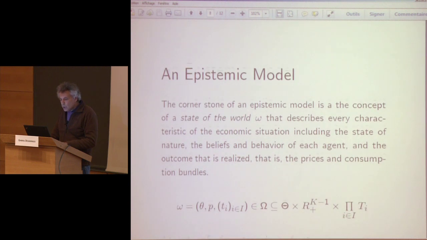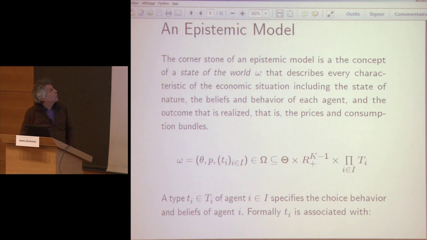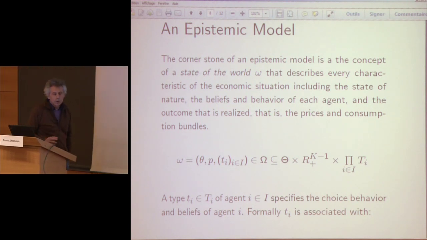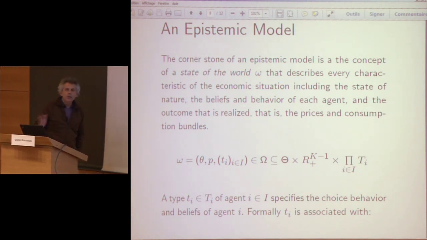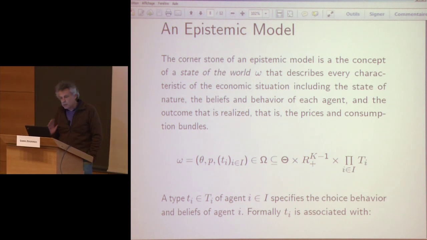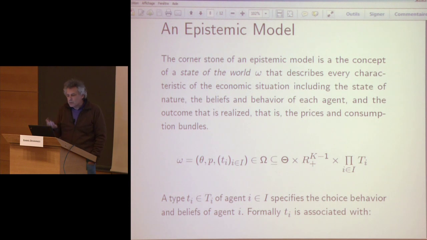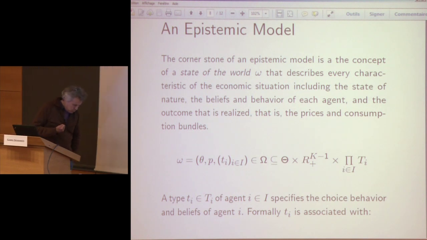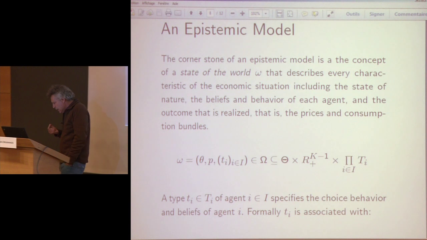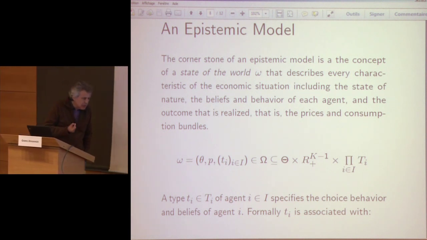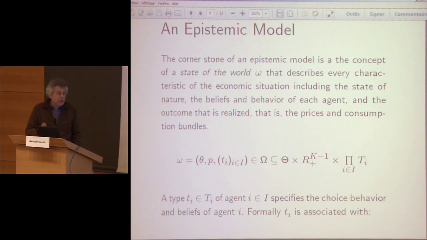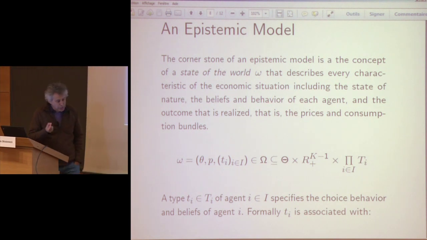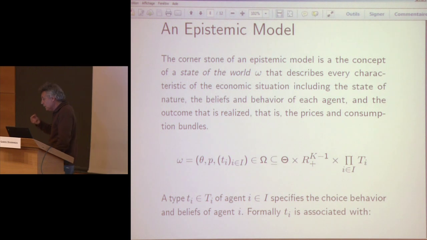So finally, what would be this epistemic model that I've been praising all along? The cornerstone of an epistemic model is what we call the state of the world, and it gives a complete description of every economic characteristic, every characteristic of the situation. So it would describe the state of nature, the price, the belief of each agent and the choice of each agent, where the belief of each agent would be, again, not only on states of nature and prices, but also on beliefs of other agents.